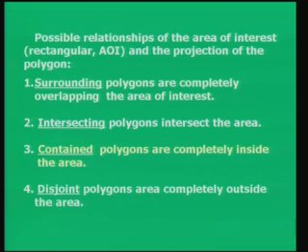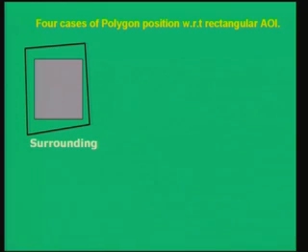Okay. So, we look into examples which illustrate these relationships. Now, I repeat, look at this slide, we look at examples of surrounding, intersecting, contained and disjoint. Let us look at the first example. So, we look into the 4 cases of polygon position with respect to the rectangular area of interest.